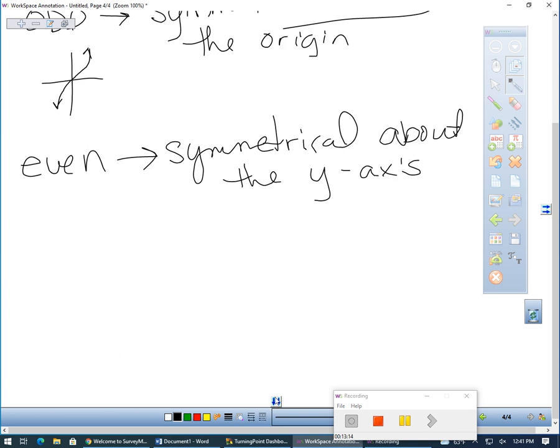The origin. Neither? We'll get to that in a second. So even is exactly what Shelby was talking about. If I have a parabola, if I fold it right on that y-axis, will the two sides match up? That makes it an even function. Okay? That's from the picture itself. All right?